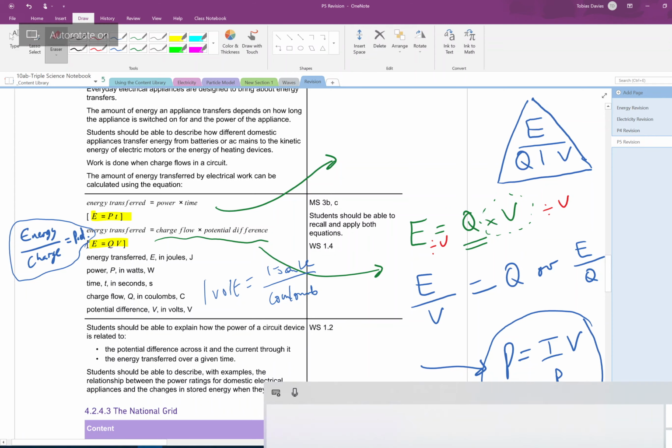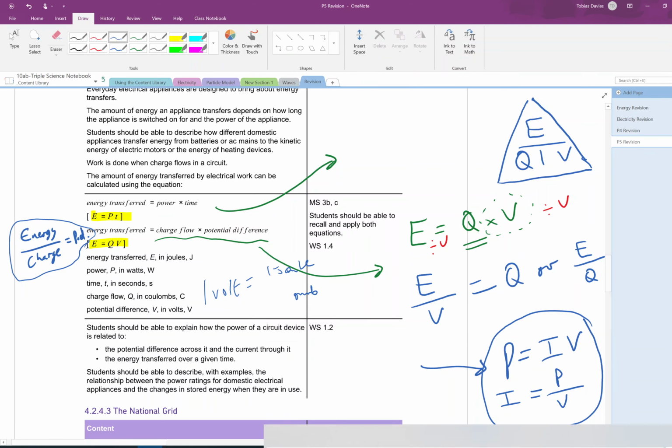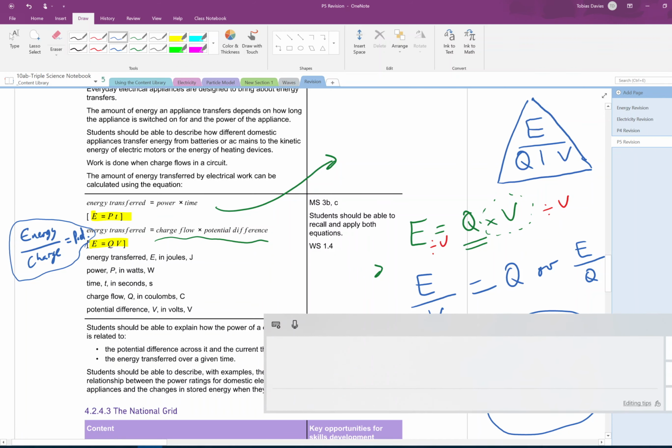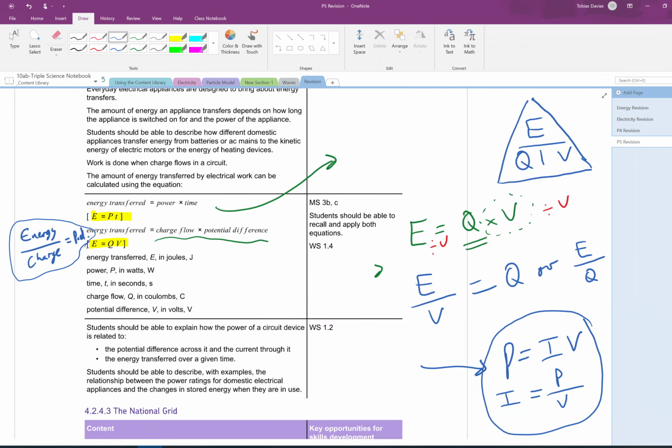So yeah, 1 volt is 1 joule per coulomb, and that's the definition of what a volt is. It's the energy per charge.